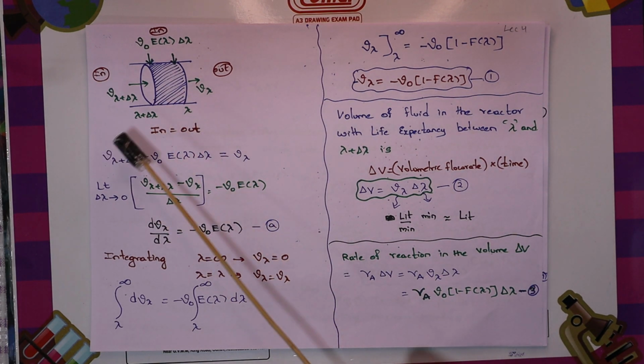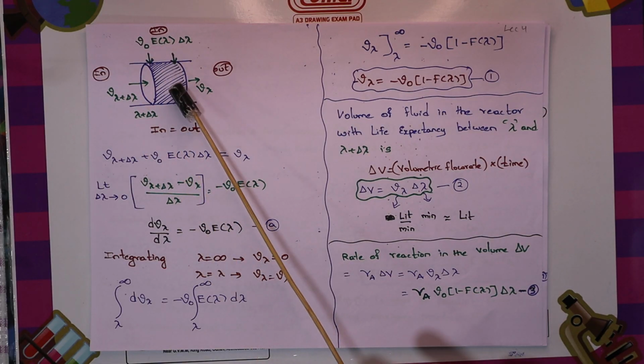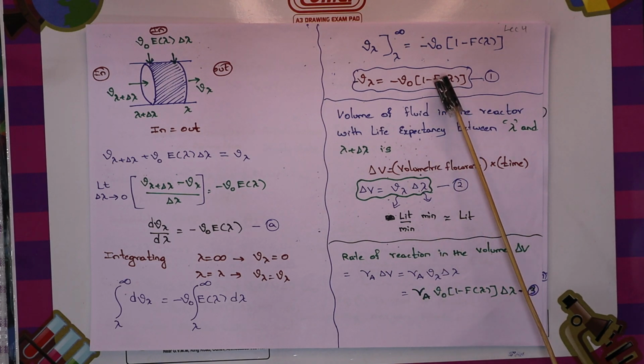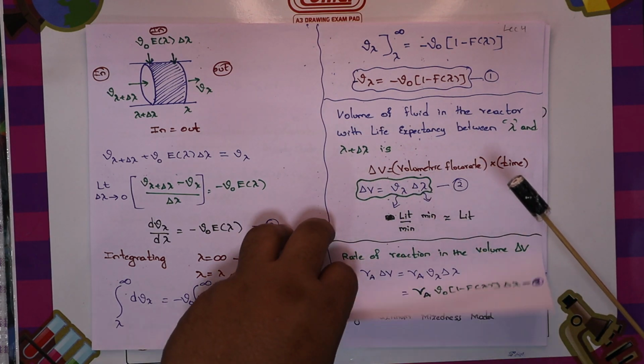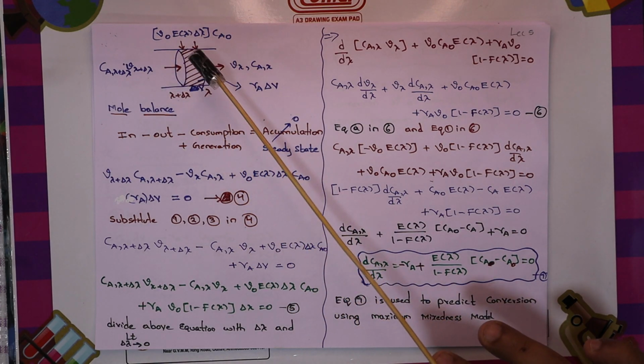Then what happens to the rate of reaction? Because simultaneously flow is coming and reaction is also happening, how do we account for the reaction? The rate of reaction in the volume is Ra into delta V. What is delta V? Nu lambda into delta lambda. So if you substitute, you get Ra into nu lambda, and nu lambda you can substitute with the expression Ra into nu 0 into 1 minus f of lambda into delta lambda. With this particular set of equations, now we do the molar flow rate balance. You get the expressions. Okay, so now let us do the actual mole balance.